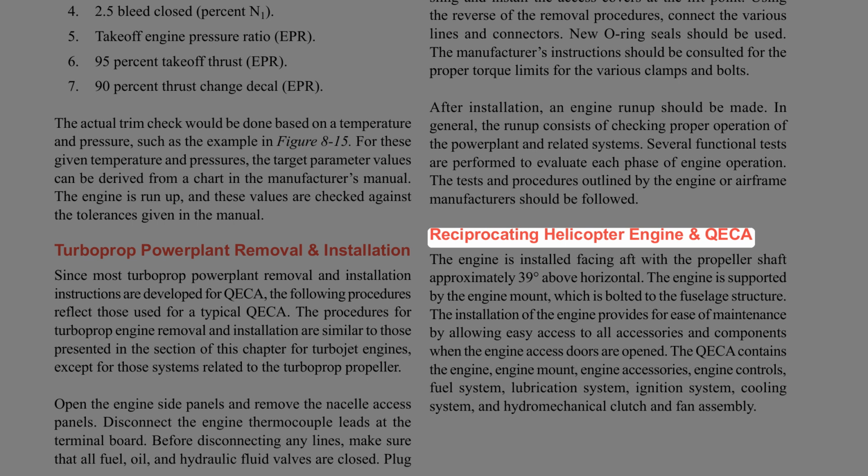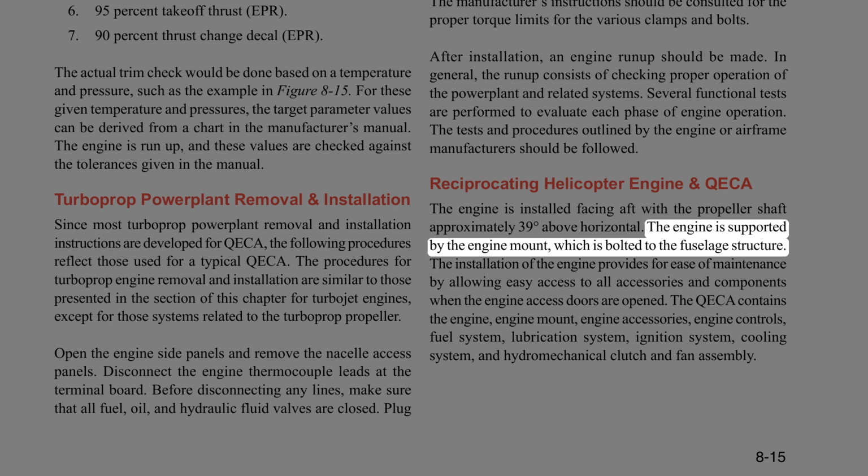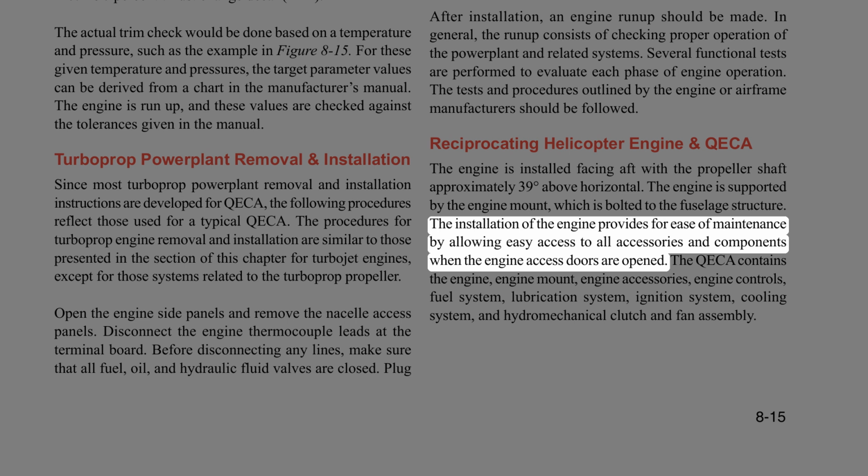Reciprocating helicopter engine and QECA. The engine is installed facing aft with the propeller shaft approximately 39 degrees above horizontal. The engine is supported by the engine mount, which is bolted to the fuselage structure. The installation of the engine provides for ease of maintenance by allowing easy access to all accessories and components when the engine access doors are opened.